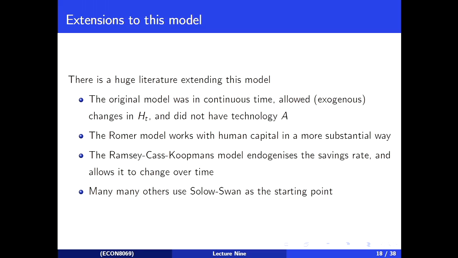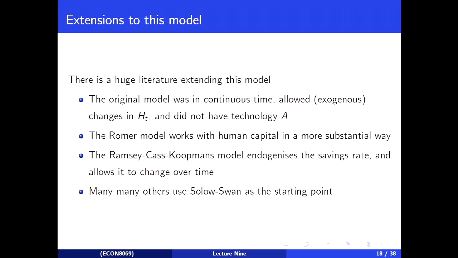There are other models. The Romer model builds human capital more explicitly and talks about it in a more substantive way than we have. The Ramsey-Cass-Koopmans model takes that savings rate and allows it to change over time and allows consumers to choose the savings rate each period. So it gives intertemporal incentives, and it's much more difficult. But all of these models start from the Solow-Swan model, or the Solow model, and they modify that to include things that they think are important or interesting.